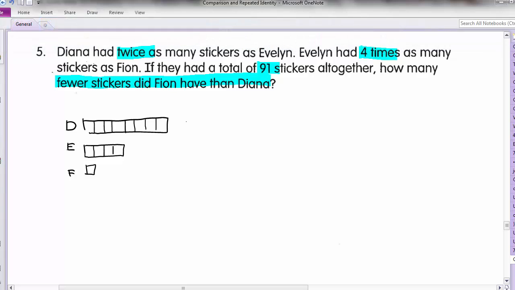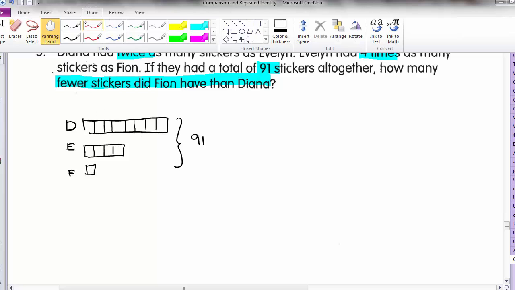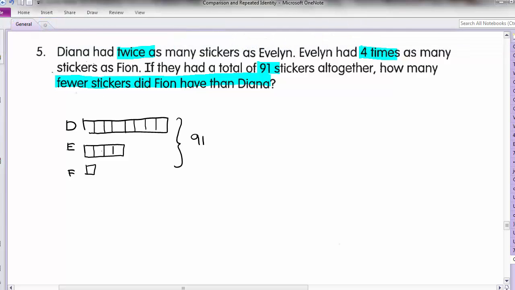They have a total of 91. I want to find out how many fewer stickers did Fionn have than Diana. So let's compare Diana and Fionn. I want to find how many fewer because Fionn has only 1 unit, Diana has 8 units. So how many fewer? So she has 7 units. So this whole part here is what I'm looking for. Okay, because it's what is lesser.